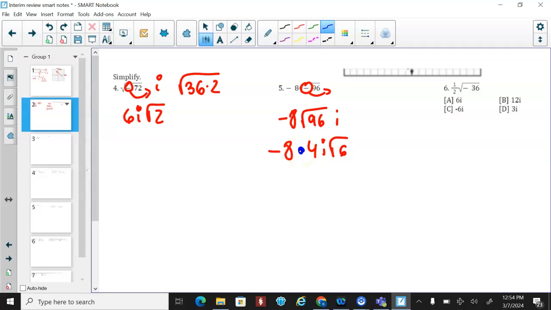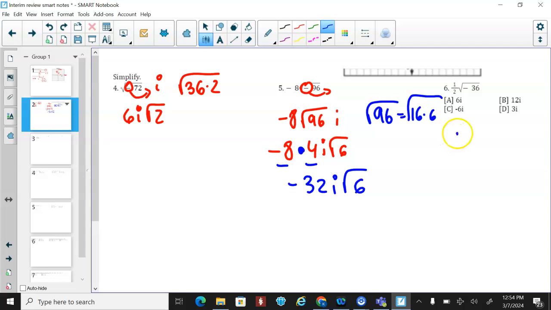Now, remember, what's happening between negative 8 and 4? We multiply. 96 was simplified to 16 times 6. And now we're going to multiply negative 8 times 4, so that's going to be negative 32. Of course, i stays in between the radical and the real number, and then root 6.